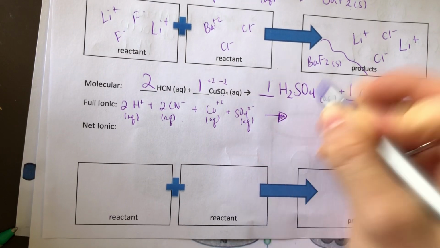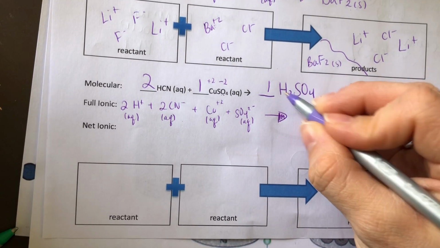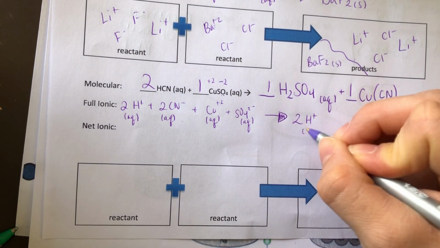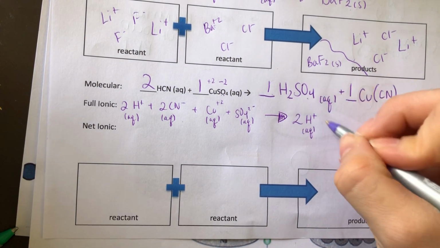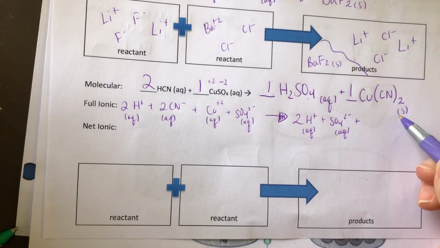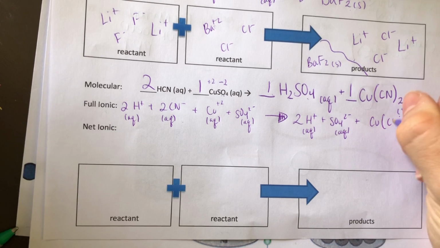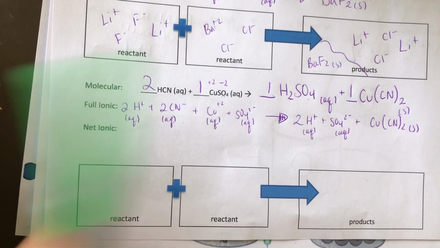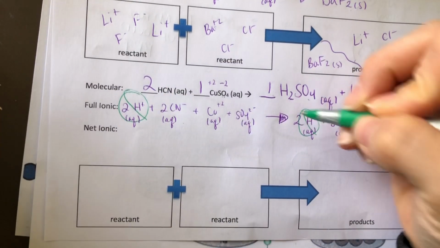All right, on the product side, I'm going to break this up because it's aqueous. It's going to break off into 2 hydrogen ions, but only 1 sulfate. And then this is a solid, so I'm not going to break it up because that's what a solid is. It's stuck together. All right, do you guys see any spectator ions? Hydrogen for sure, sulfate for sure.